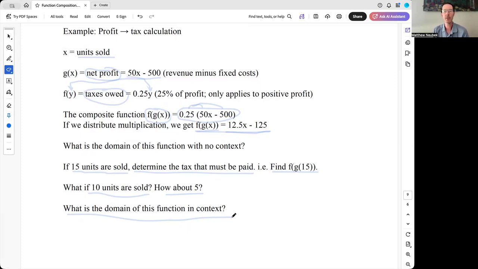And then we came in and we talked about this example where number of units sold was our input, and then the first output value that we calculated was a net profit value, and then that became input. We multiplied it by 0.25 to figure out how much tax we owe, and only some of those input values gave us a reasonable output value, which tied it back to domain.